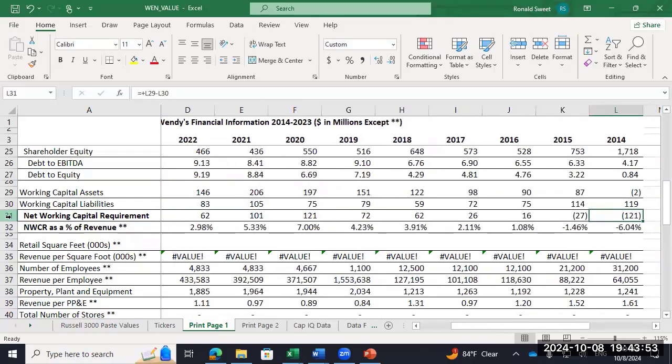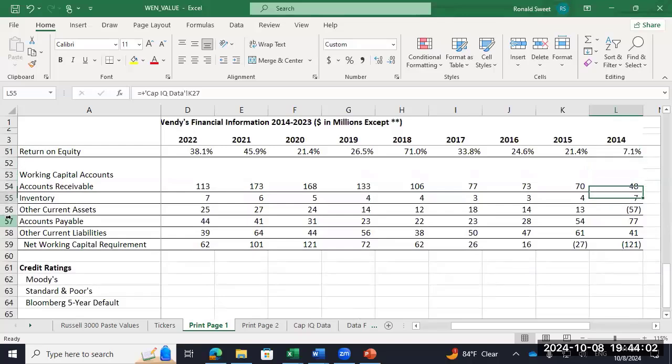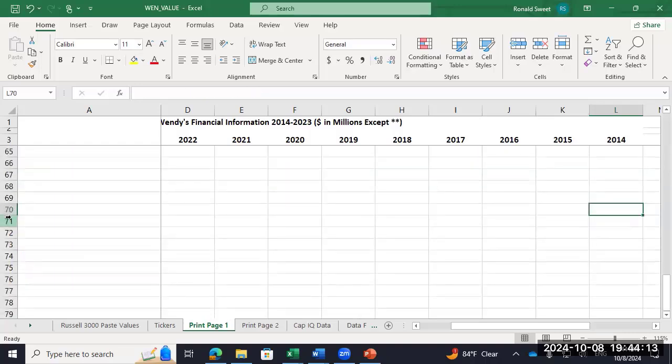But I look at that and I think these 2 years are probably something unusual going on, especially this year with a negative working capital. I don't know if you actually even look down at the numbers. Yeah, other accounts, current assets was a negative 57. I don't know what that is. Current assets should never be a negative number. So there's something strange. So you can almost ignore 2014.